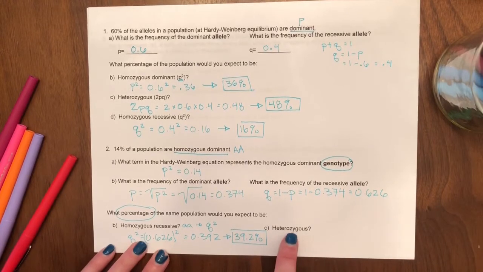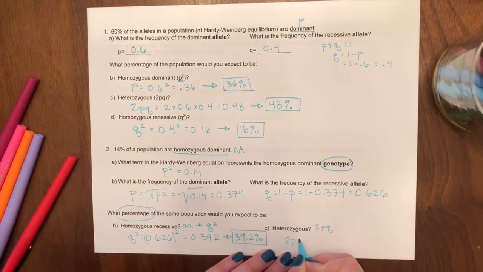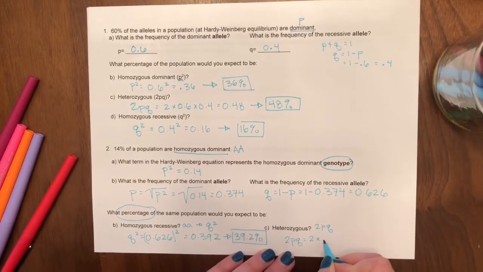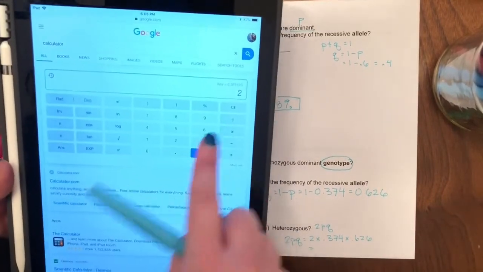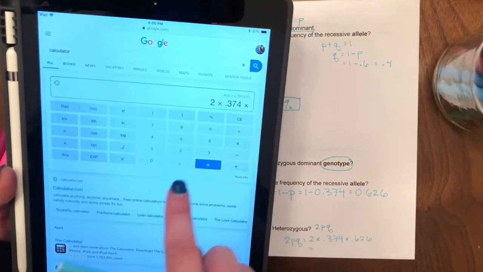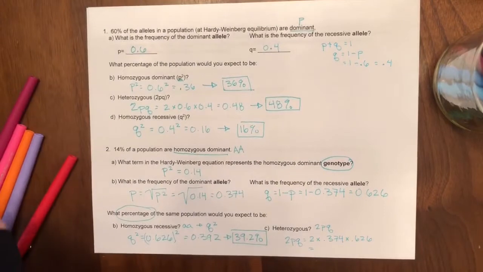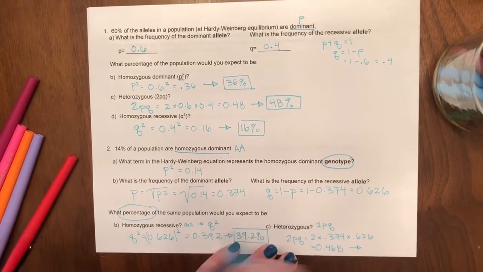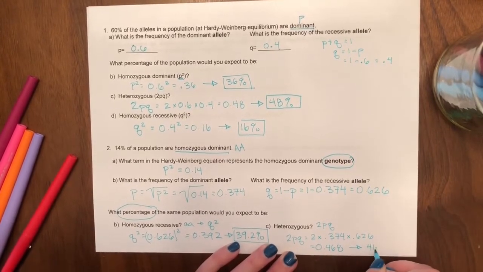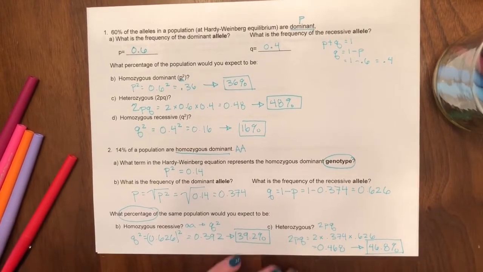How about heterozygous? Well, in Hardy Weinberg terms, heterozygous is 2PQ. So 2PQ, 2 times 0.374 times 0.626. I'm sorry, that's my cat. He doesn't like math, apparently. 0.468. And same thing, let's make sure we write this as a percentage because that's what the question is asking us for. And there we go.